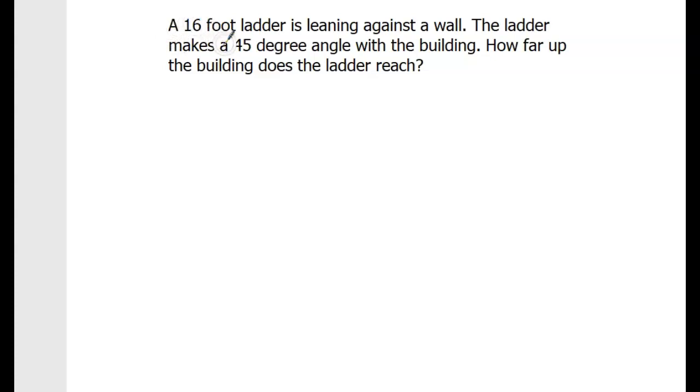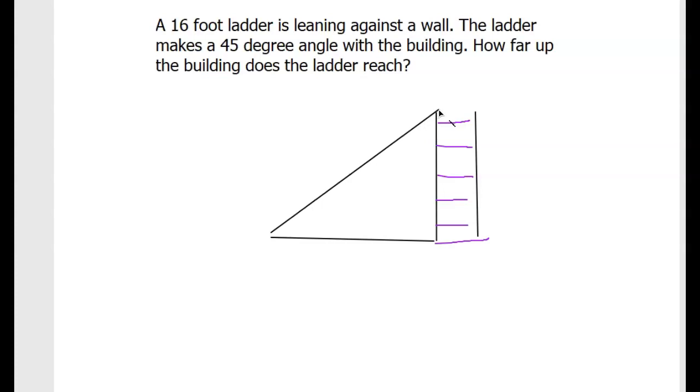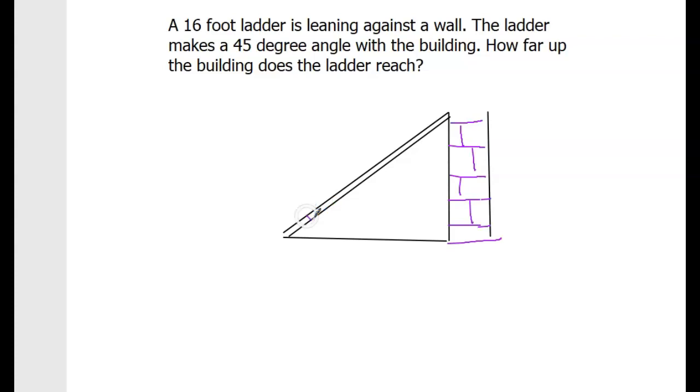Okay, so let's look at the application questions. Here we have a 60-foot ladder leaning against a wall, and the ladder makes a 45 degree angle with the building. How far up the building does the ladder reach? Here we can draw it easily. We can say this is our wall, there is a ladder leaning against it, this is the ground. So this is the ladder, this is the wall.